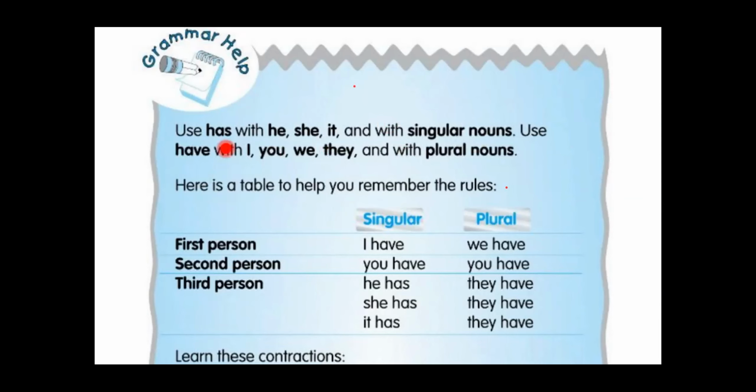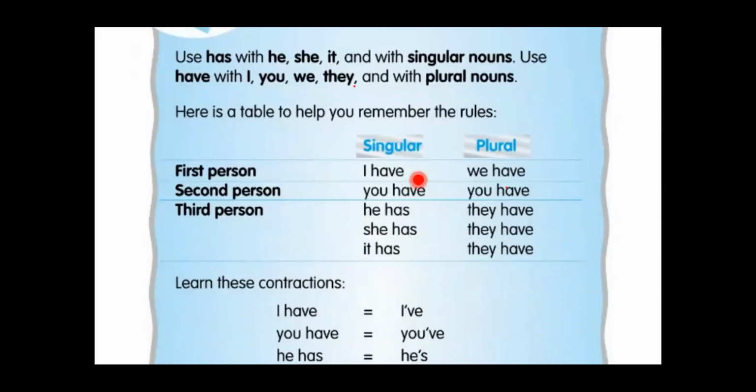Now see over here, has is used with the pronouns he, she, it. He has, she has, it has. And with I we use I have, you have, we have, they have. So here the same table is mentioned for first person singular, I have, and plural form, we have. And second person, you have, and you plural form also, you have.